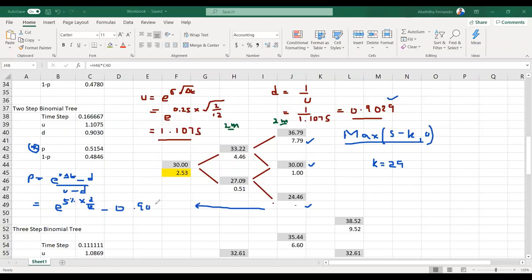So you can take the one that we calculated, which is 0.9029, and divide by u, which is 1.1075 minus 0.9029.